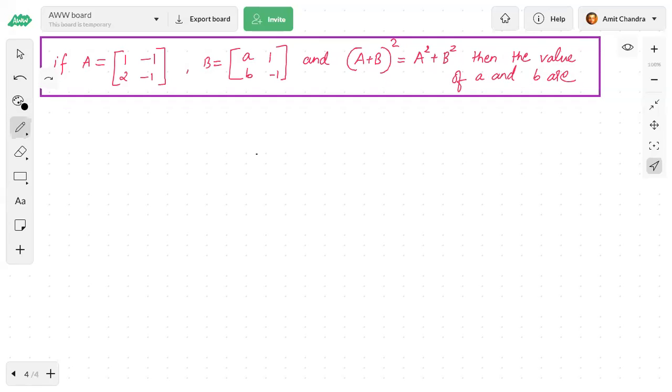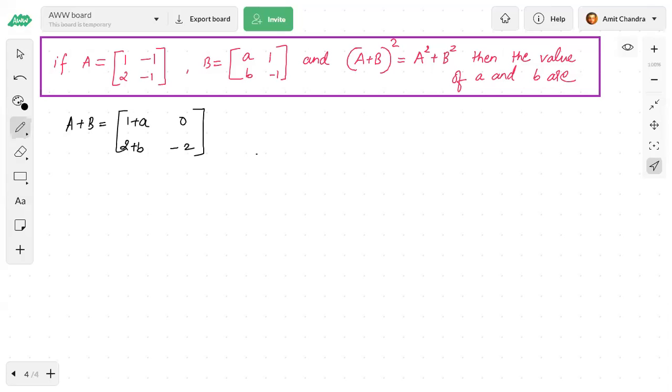So what I will do, I will find the value of A plus B. Matrix A plus B is what? 1 plus a and 0 in the first row. This is 2 plus b and minus 2 in the second row. Okay, so this is the matrix A plus B, right?